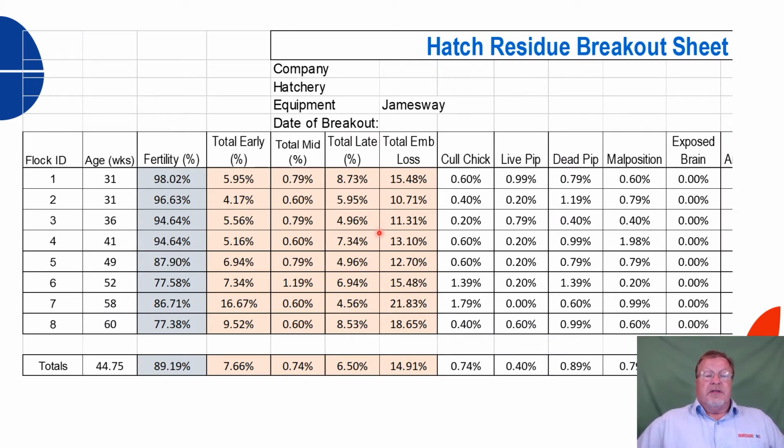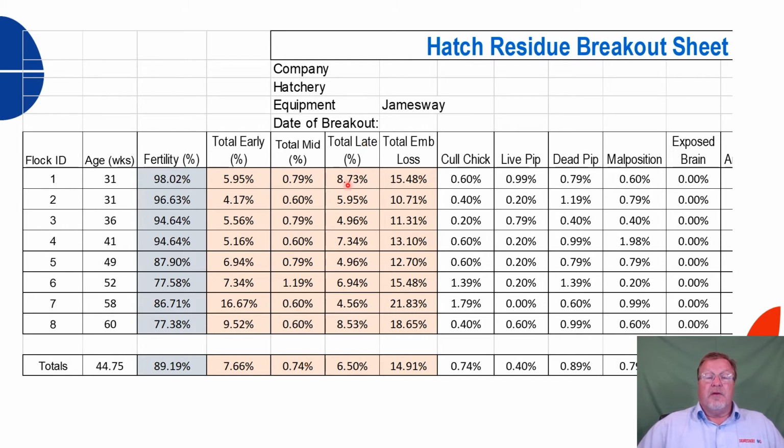In this particular data set, we can look at early embryo mortality was a little higher than it should have been in all cases. Not so bad in the younger prime flocks as it was in the older ones, but we did have some early embryo mortality issues. Middle is about where it should be. If I see numbers like this, I often start to question the breakout procedure. Some of those are often really middle or early or late embryo mortalities, but still this is a low number.